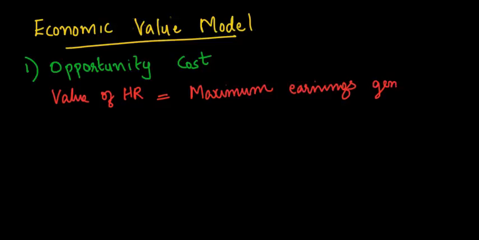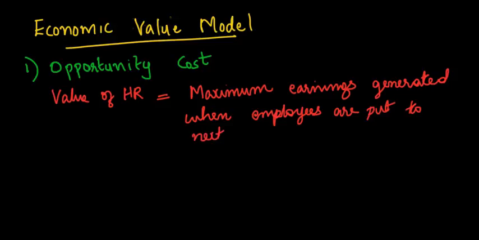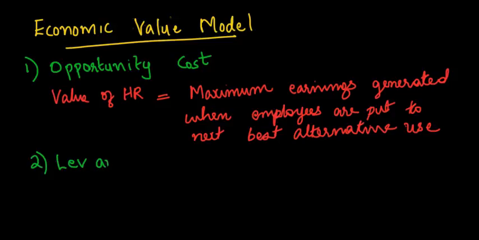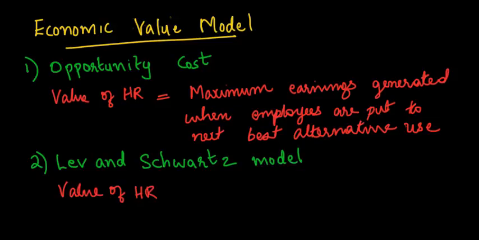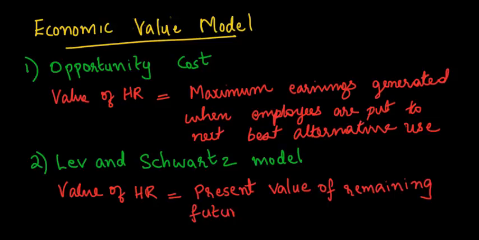This model states that value of HR is the maximum earnings received if human resources are put to next best alternative use, or otherwise the opportunity cost. Second model is the Lev and Schwartz model, or discounted wages and salaries model, which was developed in 1971 and is now currently used as the most prominent method for HR valuations. According to this model, value of human capital is the present value of employees' remaining future earnings from employment.